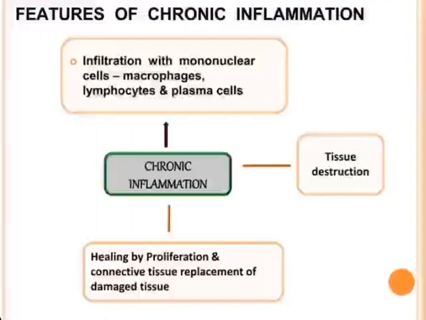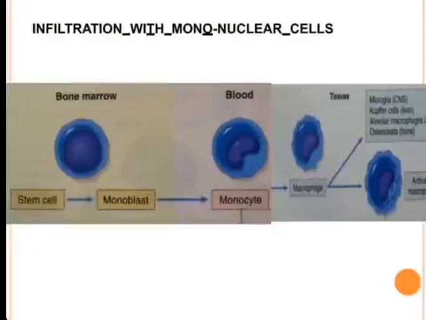Features of chronic inflammation. Infiltration with mononuclear cells like macrophages, lymphocytes and plasma cells. They also cause tissue destruction, and healing by proliferation and connective tissue replacement of the damaged tissue.